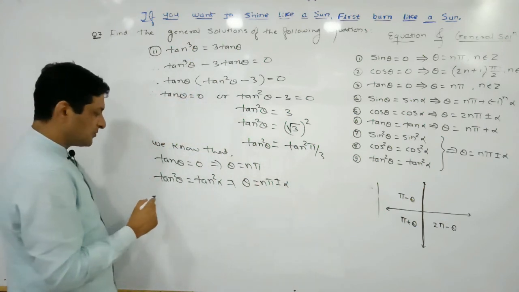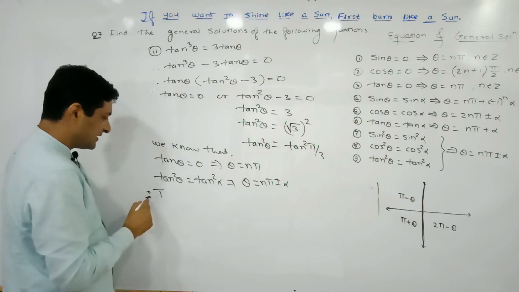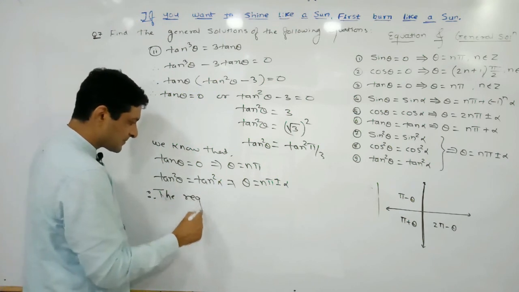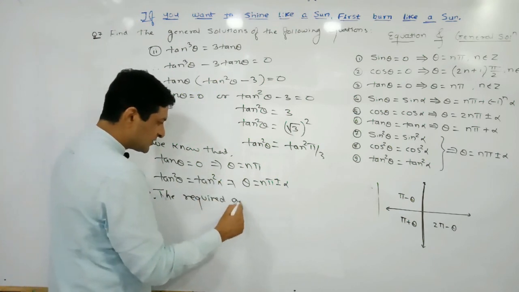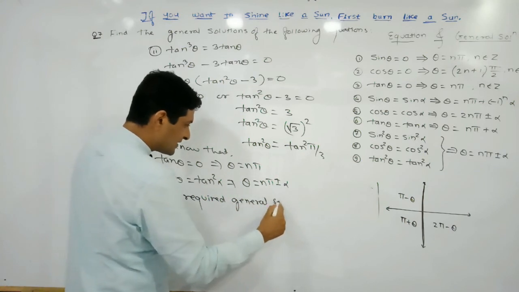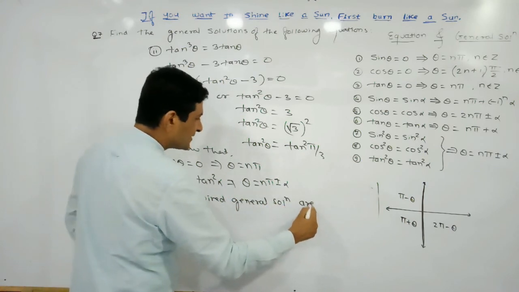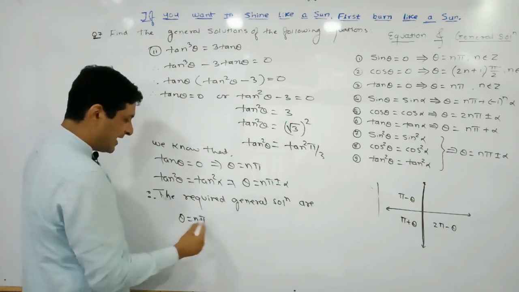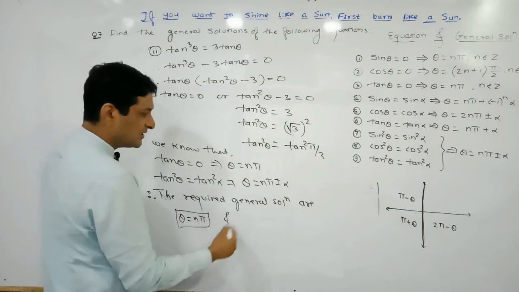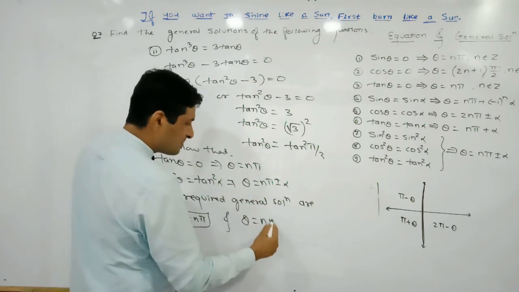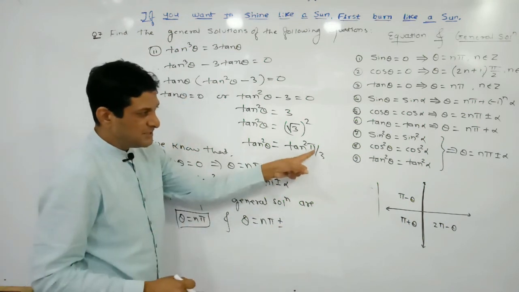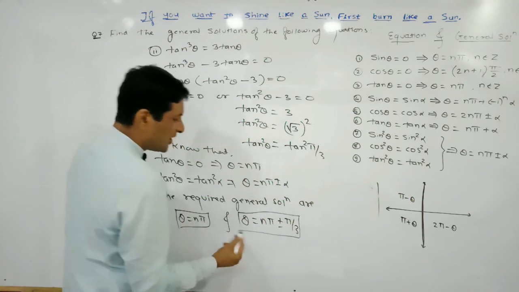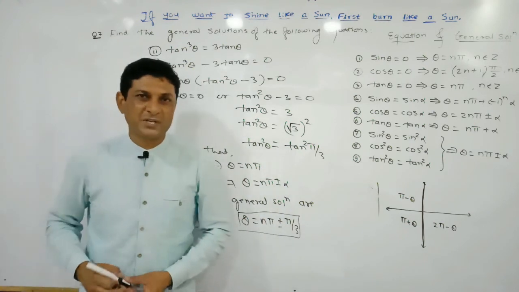So according to this formula, we can say that therefore the required general solution is as follows. For this equation, the general solution is theta is equal to n pi. And for the second equation, theta is equal to n pi plus or minus alpha. But in this equation, what is the value of alpha? That is pi by 3. In this way, we have got the general solution of this trigonometric equation.